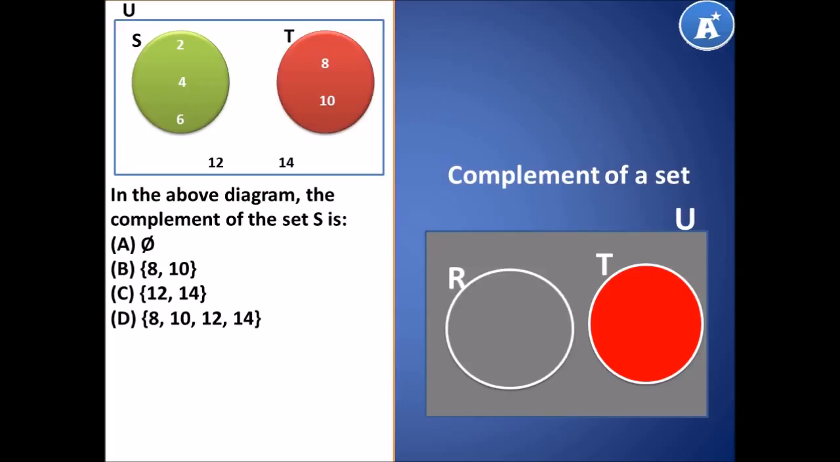So back to our question, we're asked the complement of the set S. So that means everything that is not within S, which gives us 8, 10, 12, and 14. Our answer is therefore C. Pretty good, isn't it? Give yourself a pat on the back. You did a good job.